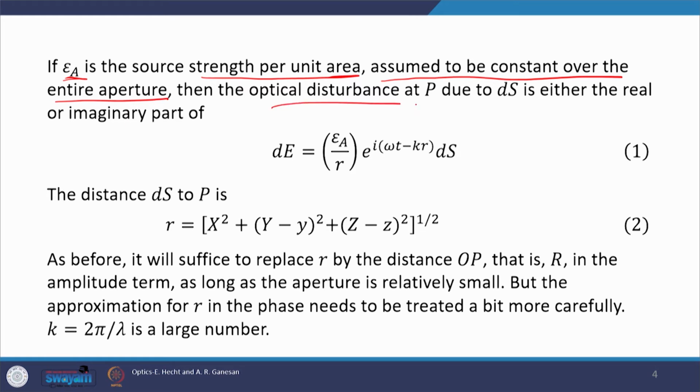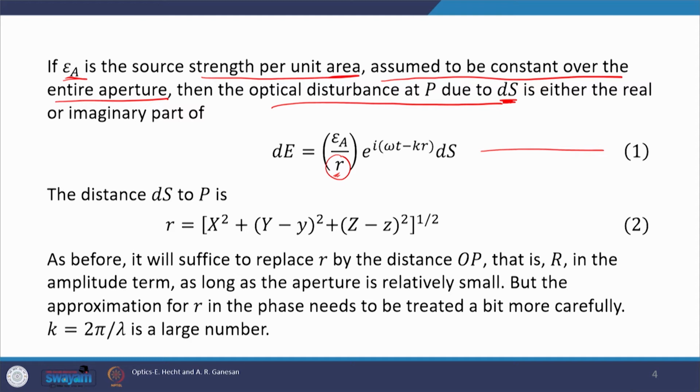Then the optical disturbance at P due to the area element dS is given by equation number 1 in complex representation, and of course, its real or imaginary part will give you the real field at the point of observation P. Since dS is very small, we assume that it is emitting a spherical wave front, and therefore you are seeing r sitting in the denominator of the amplitude. Now, we will look for the expression for r.